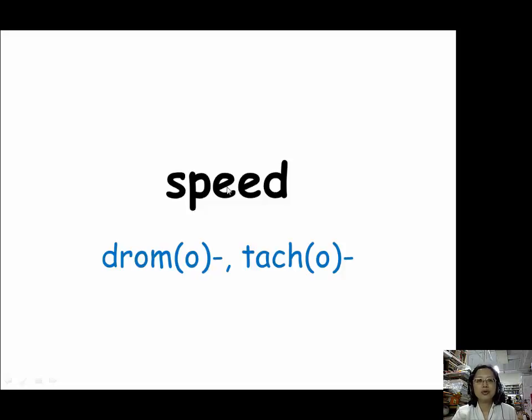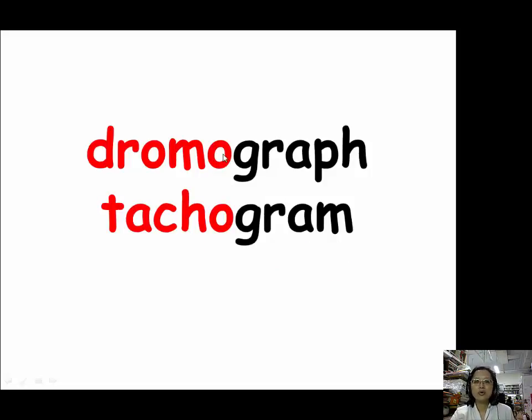In professional terms, when we want to describe speed, we have two prefixes to use, dromo, D-R-O-M-O, or tacho, T-A-C-H-O. Let's see our examples. Dromograph is an instrument for recording conduction or flow. And tachogram is a graphic record of the movement and velocity of the blood current.